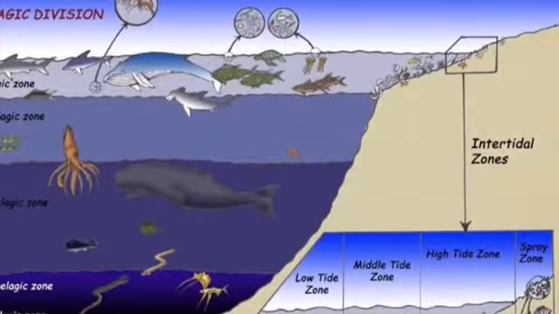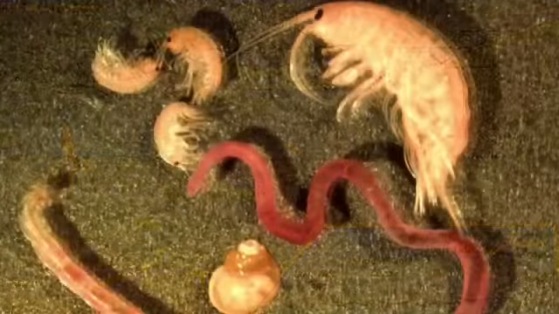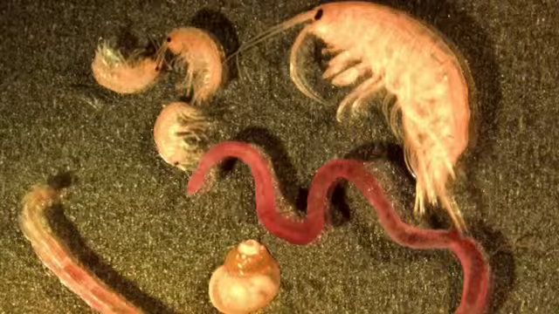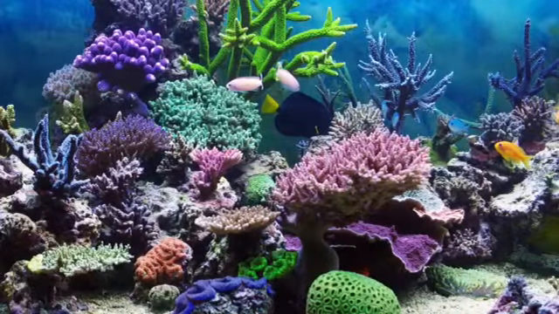Macrobenthos comprises larger, more visible benthic organisms that are greater than 1 millimeter in size. Some examples are polychaete worms, bivalves, echinoderms, sea anemones, corals, sponges, and others.